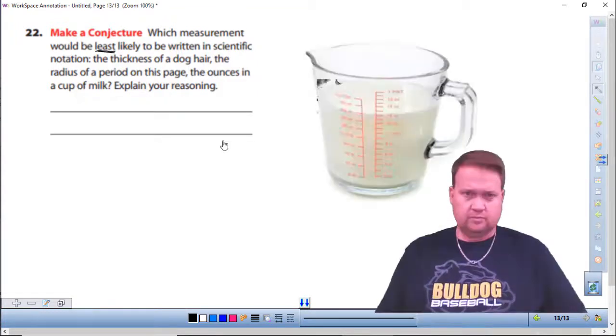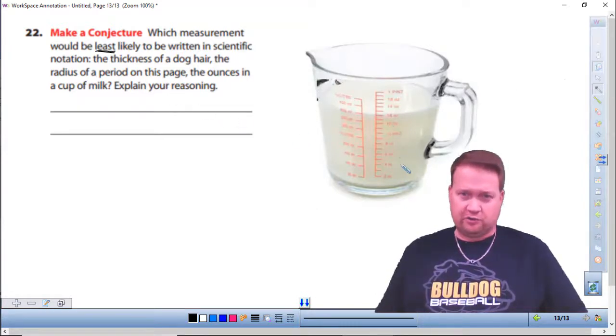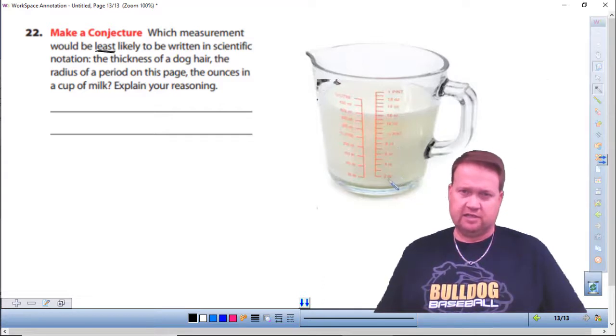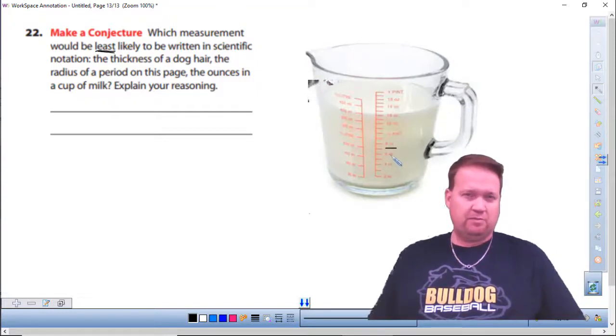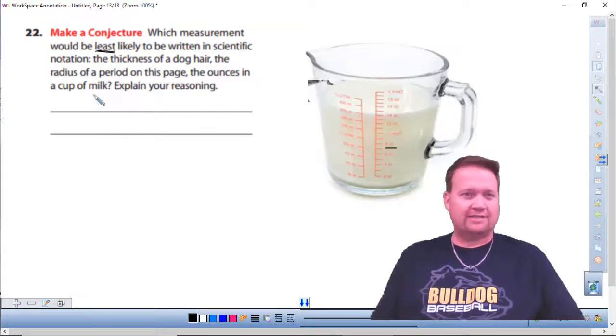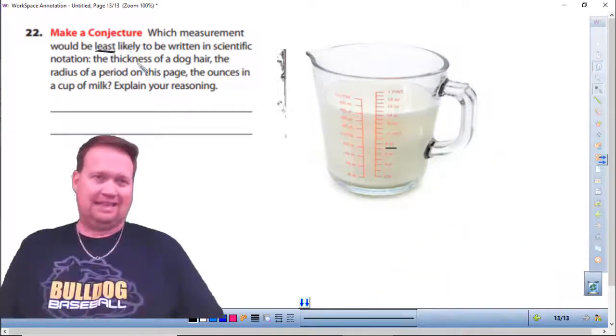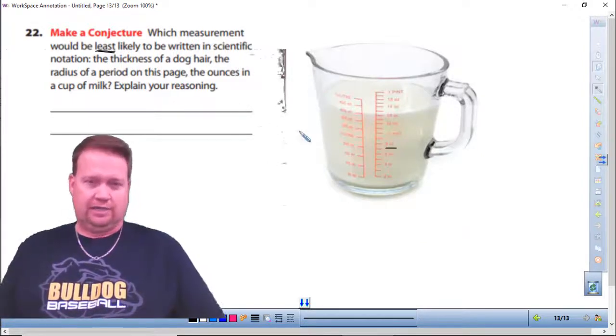Now, if we look at a cup of milk, I don't know if you can read these numbers, and some of this just comes from experience of seeing some of these things, but there's 2 ounces, 4 ounces, 6 ounces, 8 ounces, and a cup of milk has 8 ounces, and 8 is not something we would want to write in scientific notation. So since a cup of milk is like a regular number, it's not really tiny and it's not really huge, that's one that's going to be least likely to be written in scientific notation.